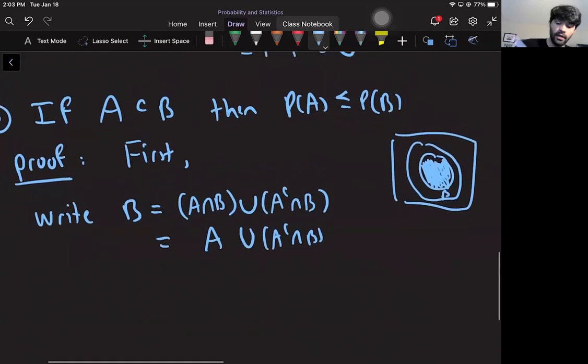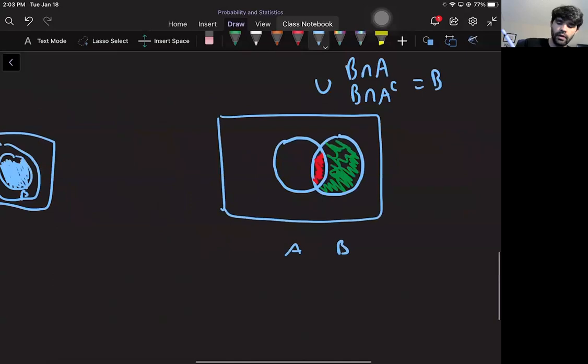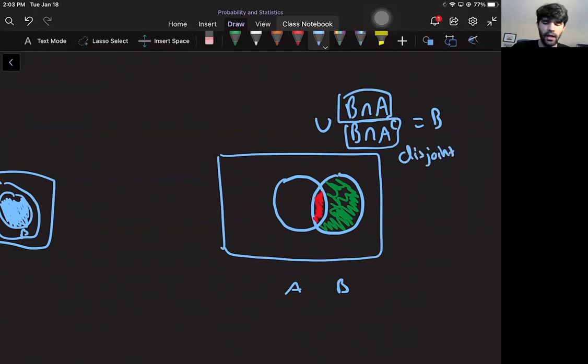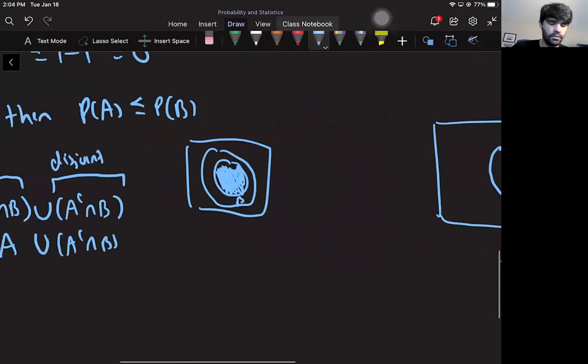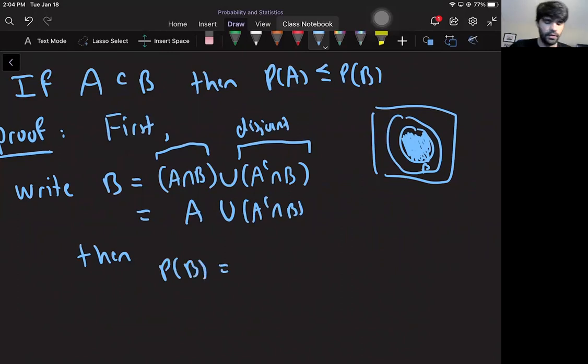The reason we want to do it is also because these two pieces will always be disjoint. And we can see that in this picture over here. The red and the green are disjoint. These two pieces are disjoint. And it's because you're taking the parts of B that are in A and the parts of B that are not in A, and those are separate because being in A and not being in A, you can't have that at the same time. So those two are separate completely. And we need them to be disjoint because then I can do the probability using my simple rule two, which is that if they are disjoint, then I can just add them.